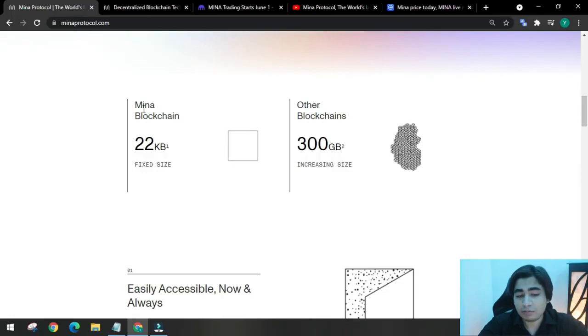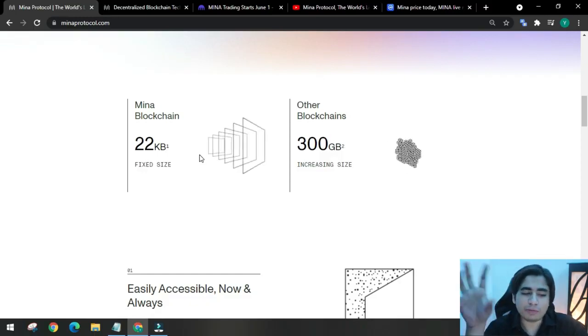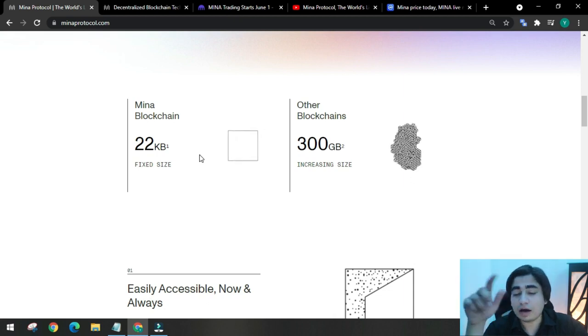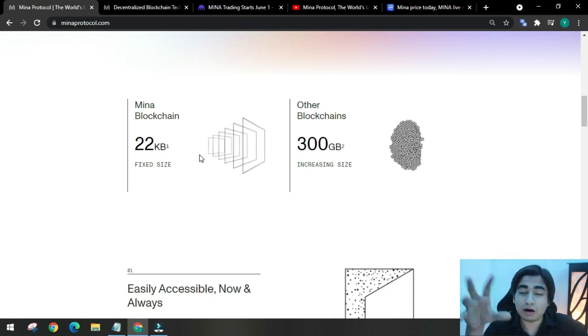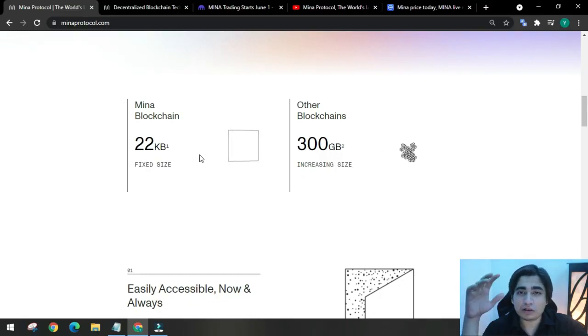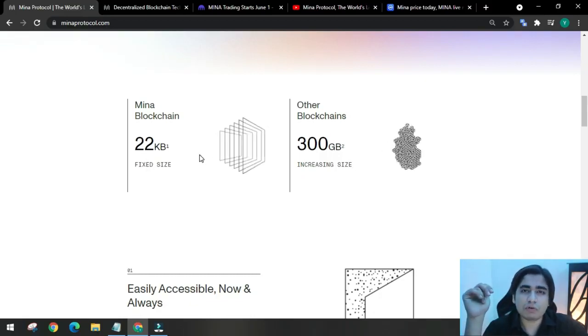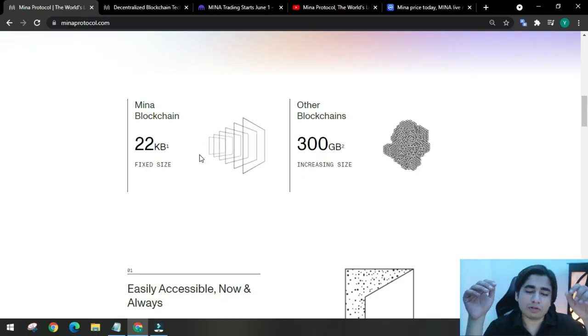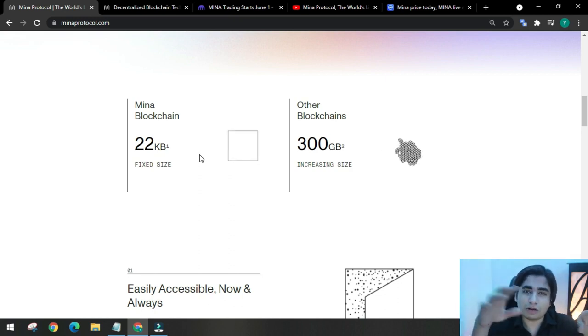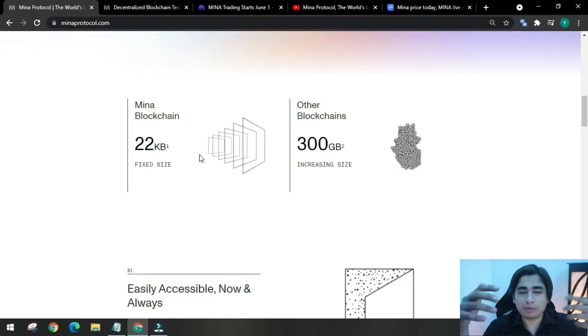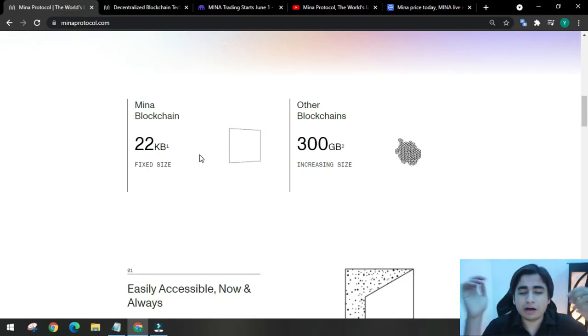As you can see, the MINA blockchain is 22 kilobytes in size. It is a fixed size, not like after 1 year, after 2 years, after 3 years it would be larger; it would be the same size, 22 KB, while other blockchains like BTC and ETH are around 300 gigabytes. That's a lot, and with every addition of a node, the size of their blockchain would increase, because they would verify from the start to the end, and it takes expensive computers and mining rigs to record all their transactions.